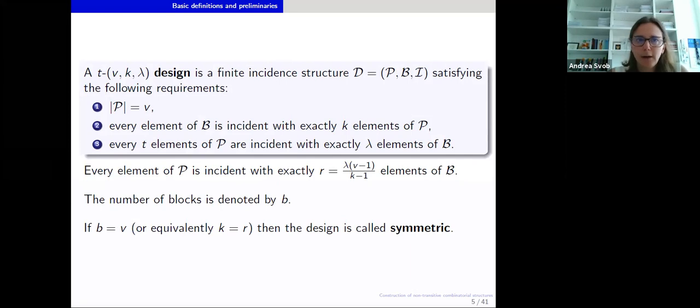Okay, so in the first part, we will need designs. A t-(v,k,lambda) design is a finite incidence structure D satisfying the requirements that the size of the set P is v, every element of the set B has exactly k elements of P, and every t elements of P are incident with exactly lambda elements of B. For a t-(v,k,lambda) design, we also know that every element of the point set is incident with exactly r elements of the set B. The number of blocks is denoted by b, and if b is equal to v, then the design is called symmetric.